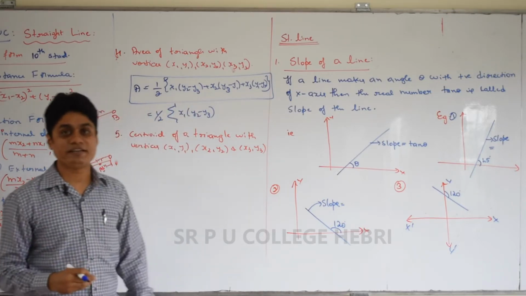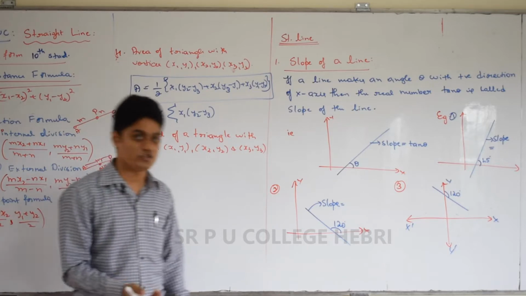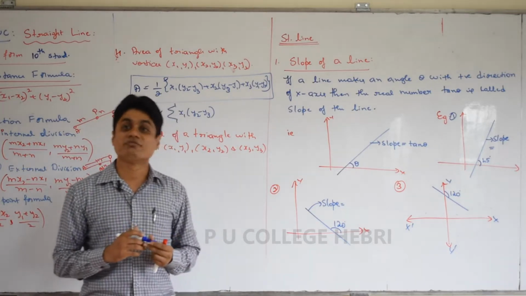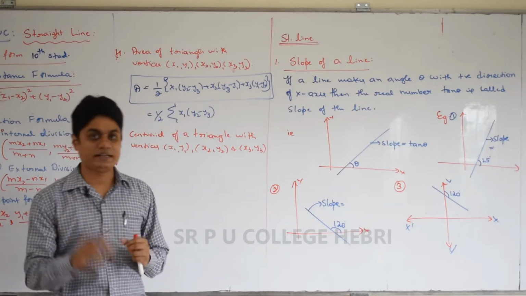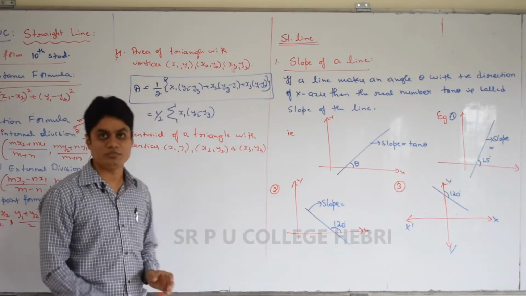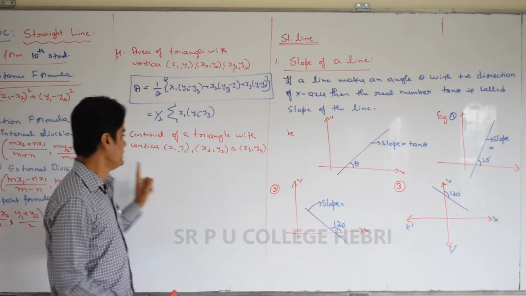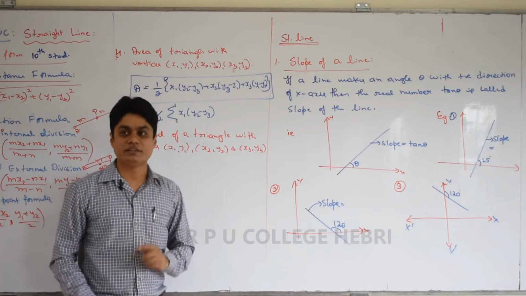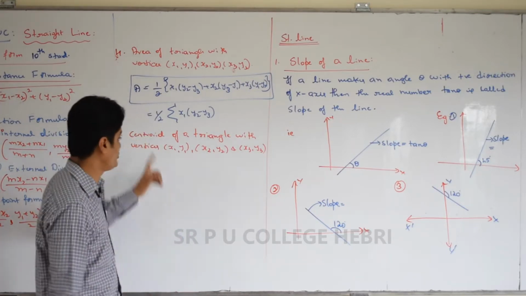Usually, how do we find the area of a triangle? Base and height: half into base into height. But when you know all three vertices of a triangle, there is no need to find the height as well as the base. Directly you can find the area of the triangle using this formula. You learned this in 10th standard. In the same way, there is one more concept you learn in 10th standard in coordinate geometry, that is the centroid of the triangle.